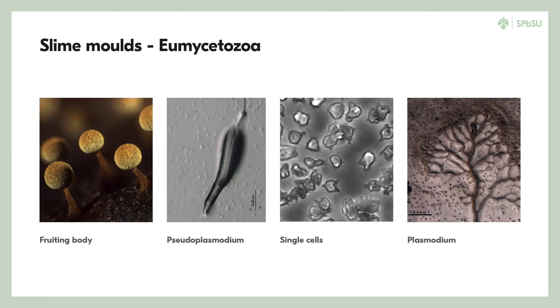The slime molds belonging to the taxon Eumycetozoa are also amoebae, and part of their life cycle is represented just with tiny microscopic amoeboid cells. But they are also capable of forming huge multicellular aggregations, pseudoplasmodia, or giant multinucleated cells, the true plasmodia. And finally, to form fruiting bodies, just like fungi do.